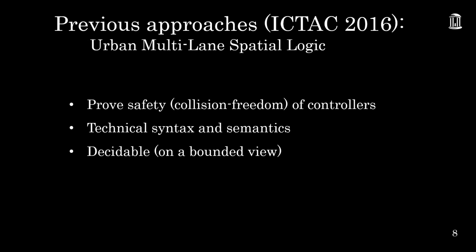To give some context and contrast, let's look at two related previous work. The urban multi-lane spatial logic is a custom-made logic to prove safety of automated vehicle controllers. Here, safety refers to collision freedom, which is one of the requirements imposed in traffic rules. However, our goal is to formalize all traffic rules in the driver's handbook. For example, right-of-way rules concern fairness and efficiency of traffic flow and are not just about collision freedom. This logic is quite technical and not as intuitive and simple as first-order logic, which we will use. The logic is computable, however, we are not aware of its computational complexity.